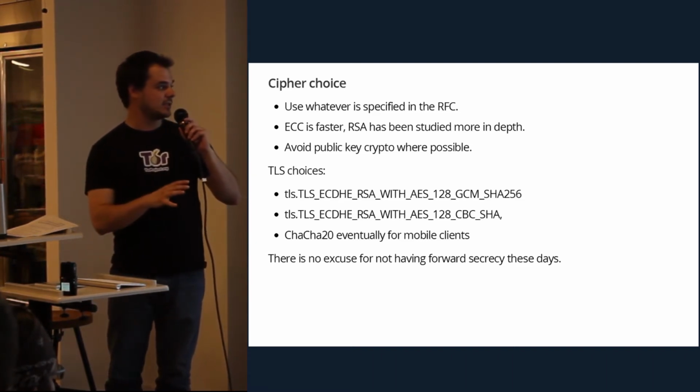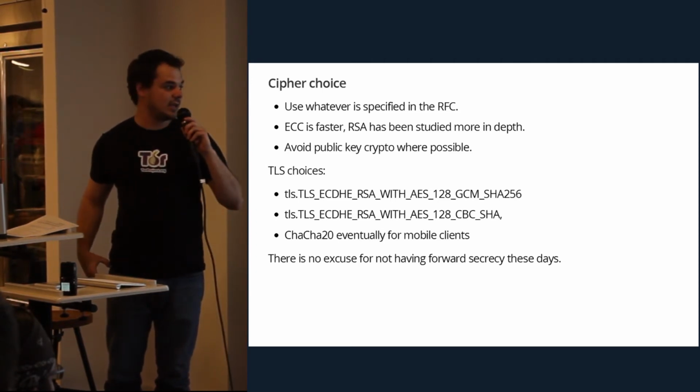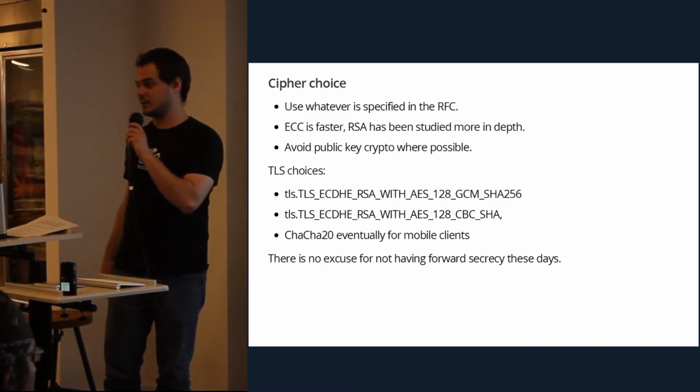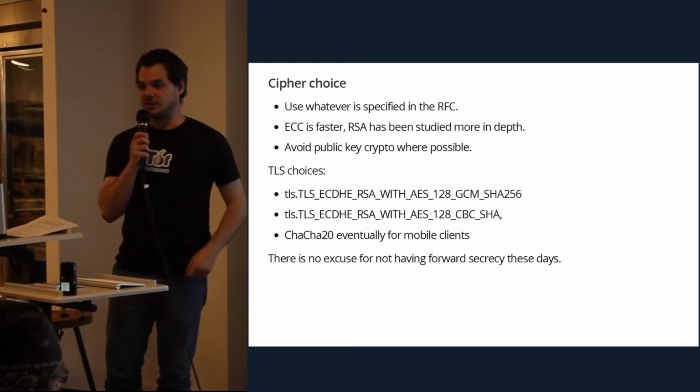I have some cipher choices here for TLS. You should prefer ephemeral ECDH, RSA, using AES-128, GCM, and SHA-256. Sounds like nonsense, right? You probably just want to read this off the slide later on.